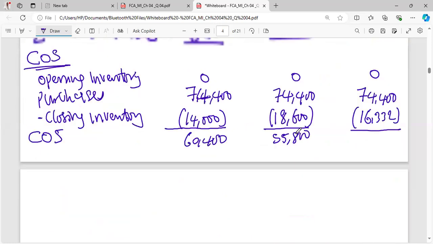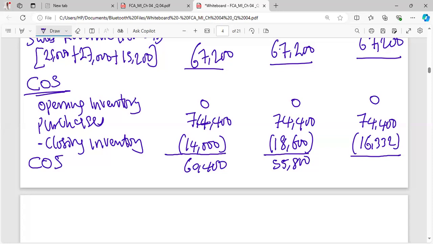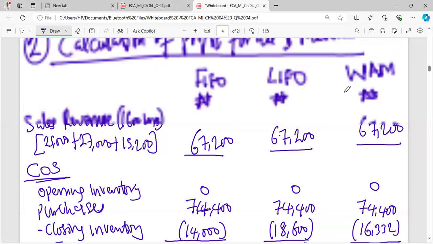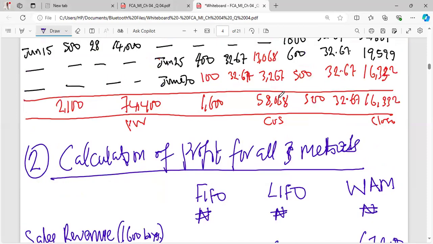And let's do the last one now, which is 74,400 minus 16,332. That should give us 58,068. Is that what we got for WAM? Very good.